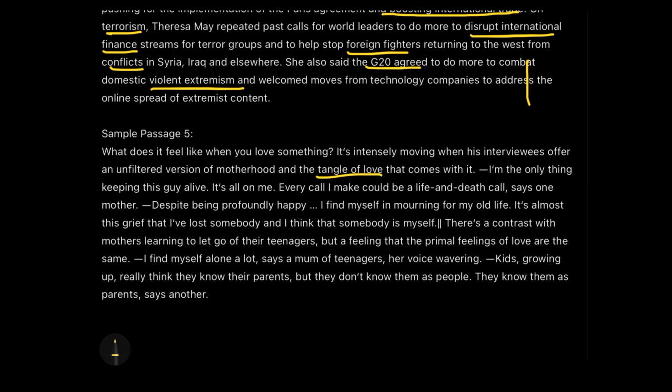Tangle of love, unfiltered version of motherhood. Okay, what is this? This is actually depicting descriptive type. Okay, and then we say contrast with the mothers. Okay, so here mothers learning, going to the teenagers. Okay, parents, teenagers. So this passage is talking about the bond of love between kids and parents.